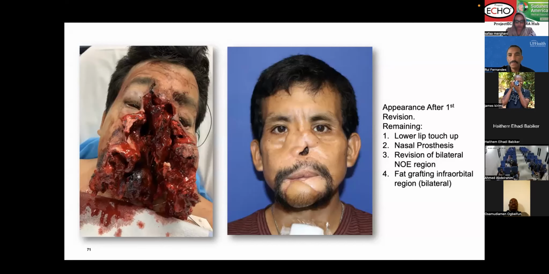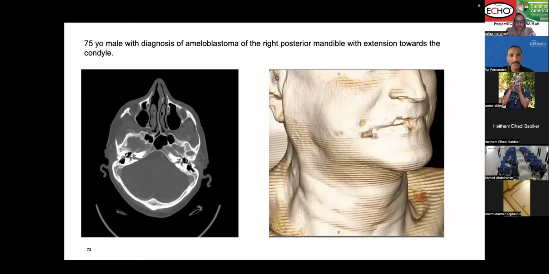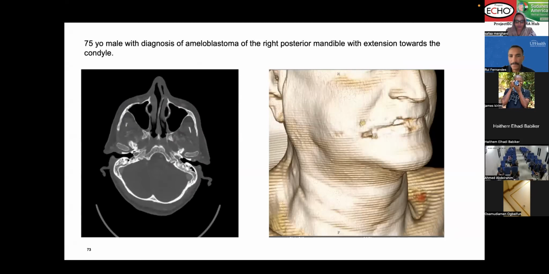So if you compare those malignancy patients with the ones that have benign disease, they're a quite different story altogether, because these patients expect to have a pretty normal outcome, even to the same degree that they had prior to. And so I'll highlight a couple of examples. This is a 75-year-old with an ameloblastoma. And then we do planning.